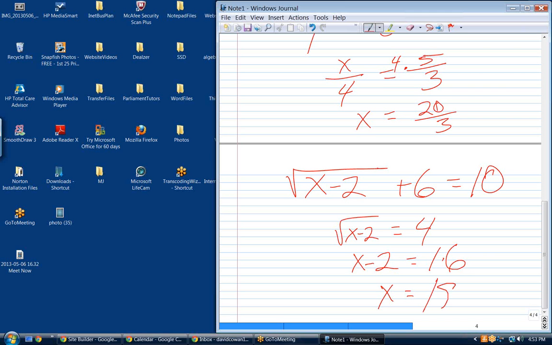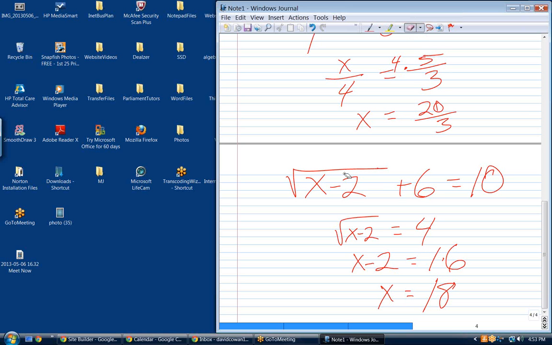And notice what happened if I would have taken the 2 over before getting rid of the radical. I would have had square root of x equals 6. Then when I squared both sides, I would have had x equal 36, the wrong answer. So it's very important the order of these operations that you do.